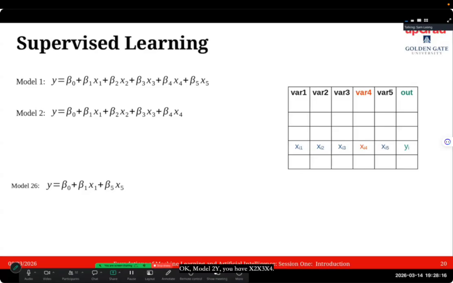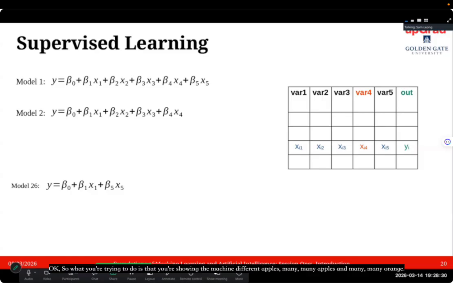Model 2, Y, you have X2, X3, X4. It could be data that will tell you that this is going to be an orange. An orange has orange color, a little texture on the surface, pock marks over there. So what you are trying to do is show the machine many apples and many oranges. At the end of the day, you would want to know if this machine can be taught and can learn to tell the difference between an apple and an orange.